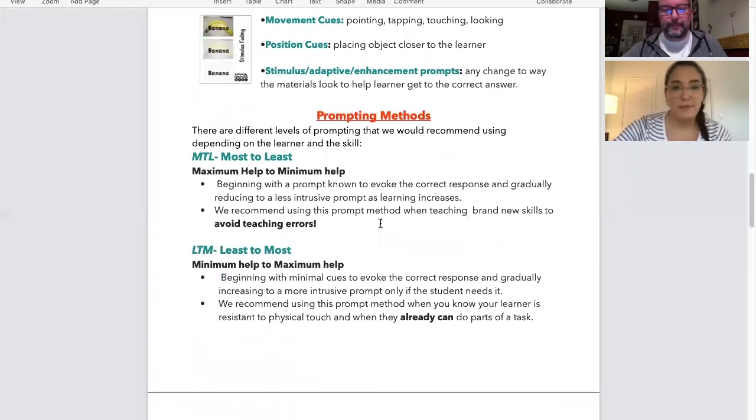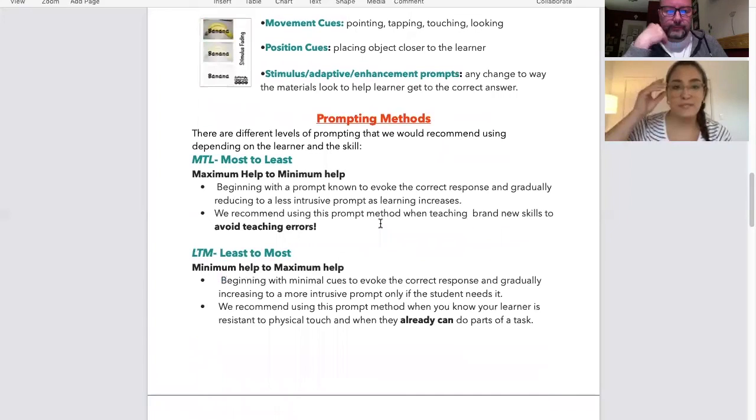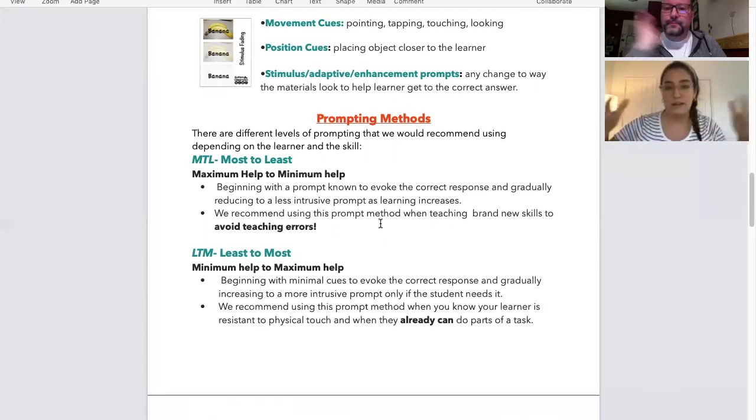Okay, so now I'm going to talk through some of the prompting methods. There are very different levels of prompting that we would recommend depending on the learner and depending on the skill. So the first one we're going to talk about is most to least. And this is what we would qualify as maximum help to minimum help. So like what Jimmy was just talking about, you're starting with moving someone's body, your hands are on them, and that's going to be the maximum amount of support. That is the most that you can do for them.